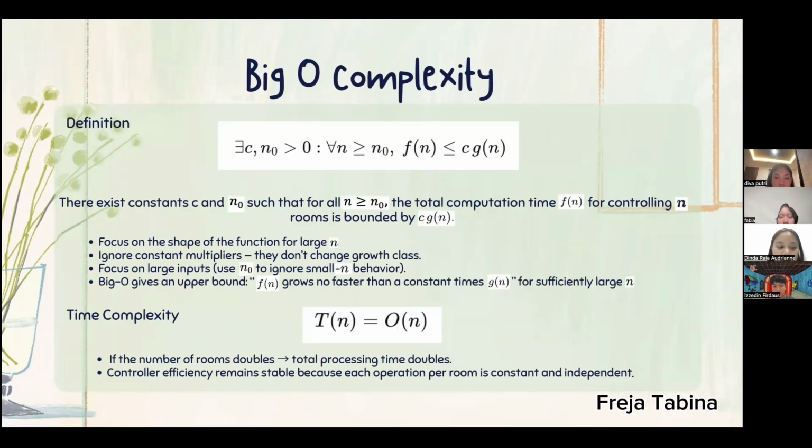Okay, for this one, we explain the formal definition of big O notation. We write it as f of n is less than or equal to c times g of n, for sufficiently large n. It means that as the input n grows, f of n doesn't grow faster than a constant times g of n. And so g of n is basically the upper bound of f of n's growth rate, and that's why we use it to describe how efficient an algorithm or our system is.